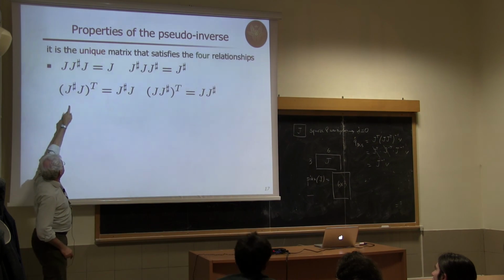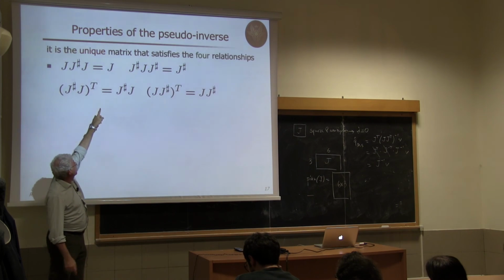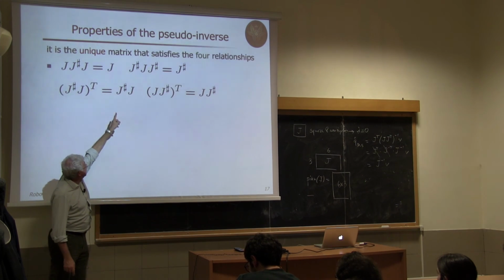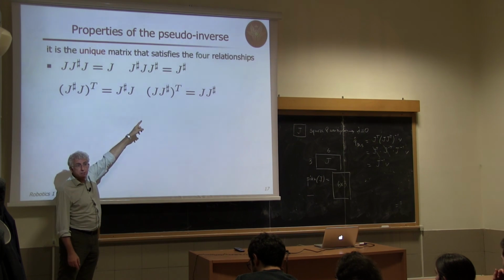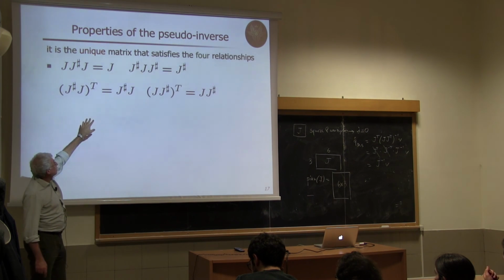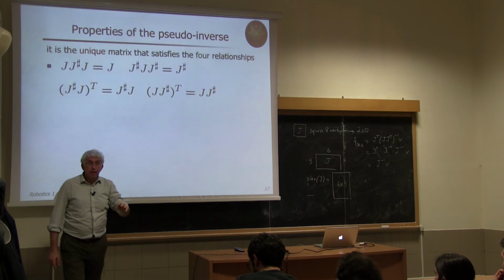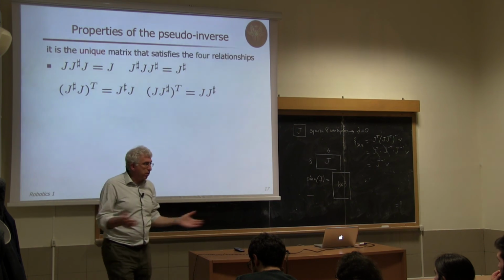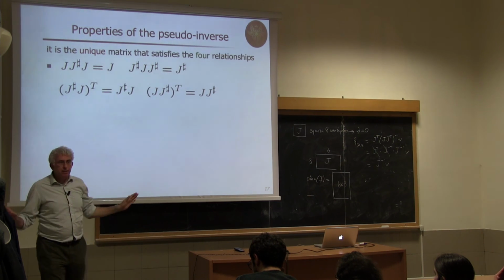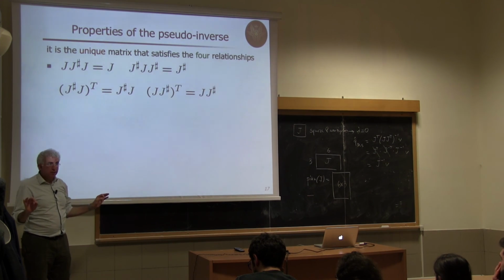So if you have J, J plus, J, there are 2 J and only 1 J plus, so what remains is J. If you have J plus, J, J plus, the dominant is J plus and J plus remains. And the second 2 identities just says that the products J J plus and J plus J are symmetric. So their transpose is equal to the same matrix.